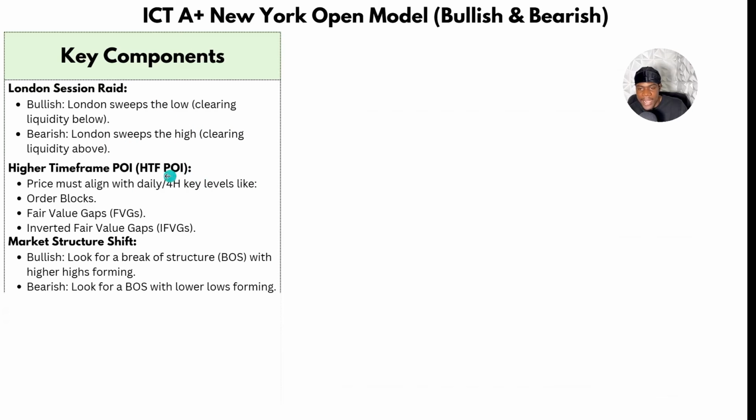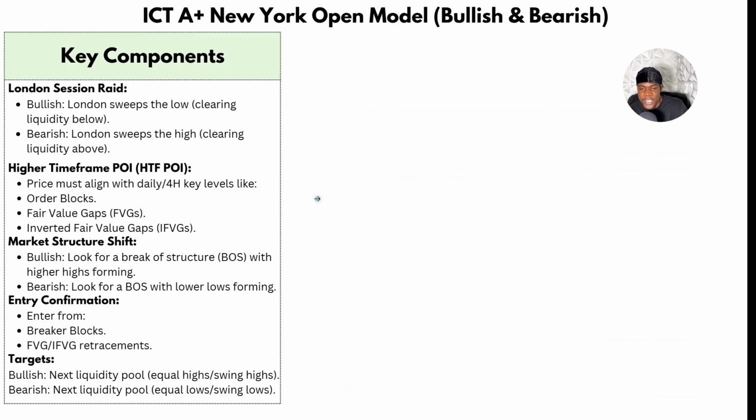Then we look for our higher time frame point of interest. Price must align with daily / 4-hour key levels, such as order blocks, fair value gaps, or inverted fair value gaps. And then for our next step, we look for market structure shifts. We look for a break of structure with higher highs forming, but if we're bearish, we look for a breaker structure with lower lows forming.